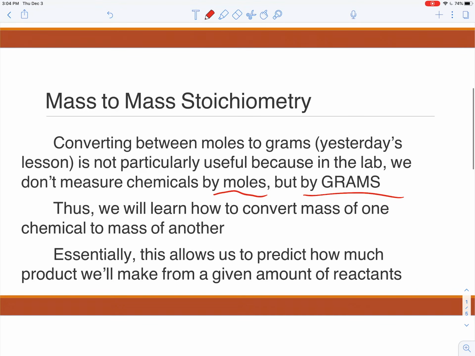Essentially, what this will allow us to do is if we can measure out a chemical, for example, then we'd be able to predict how much product we make from a given amount of reactants. And that's exactly what you'll be doing in a future lab. Okay, so let's see how we do these kinds of problems.